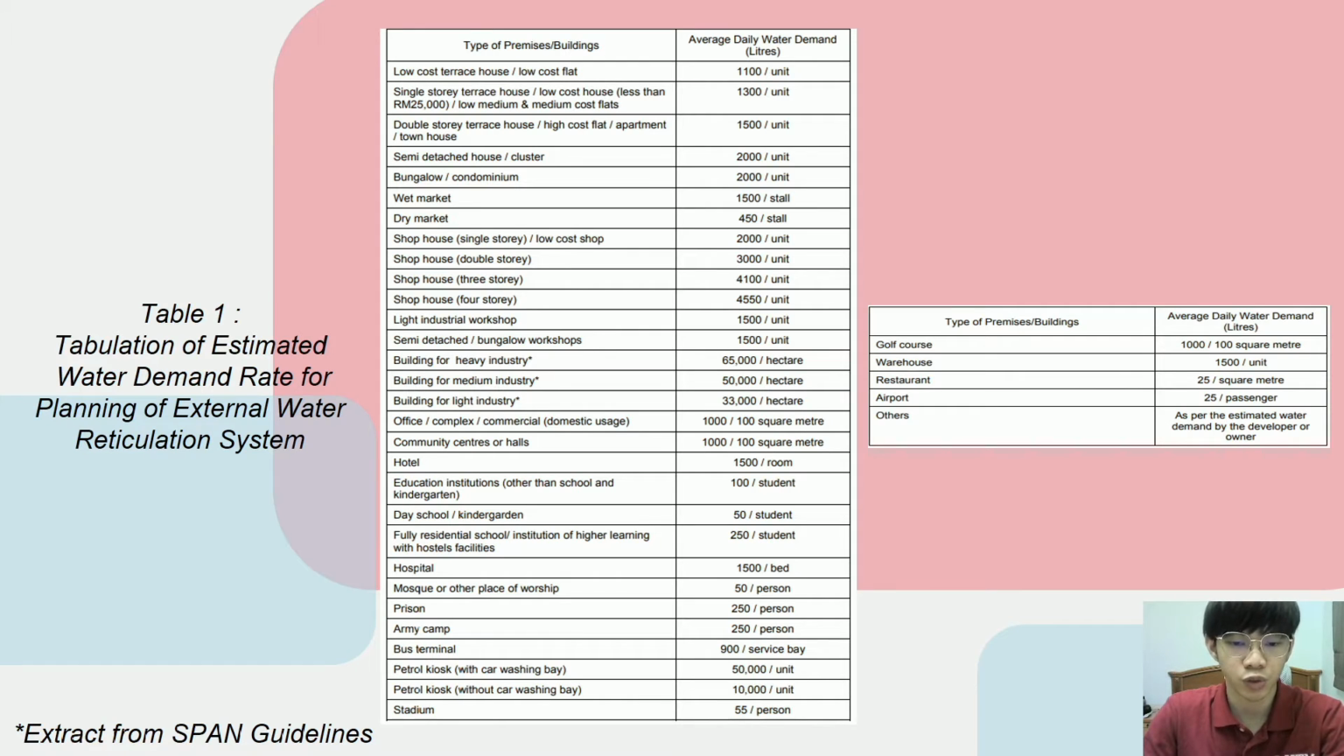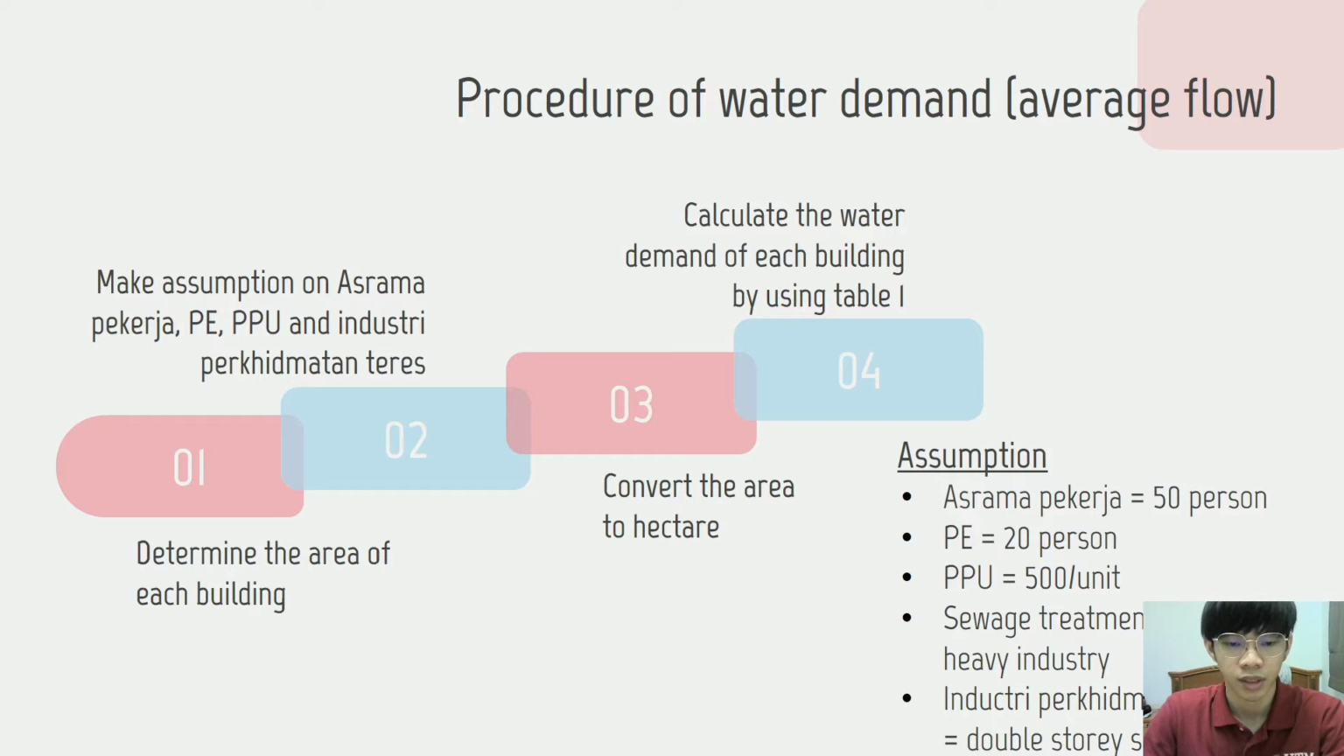Step 3 is calculate the average flow of water demand. This table is used to calculate the average flow of the project area. It is the tabulation of estimated water demand rate for planning of external water reticulation system. This table is extracted from SPAN guidelines. This slide shows how we calculate the average flow of water demand.